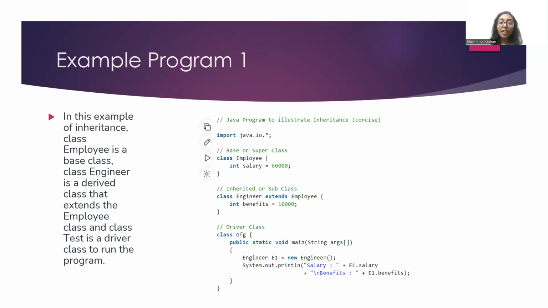Now, let's talk about an example. The example which we are seeing here is a program related to inheritance. Here, the class Employee is the base class, then the class Engineer is the derived class that extends the Employee class, and class Test is the driver class to run the program.